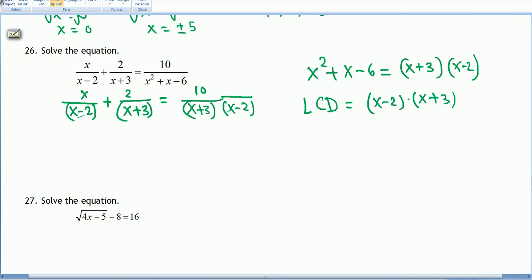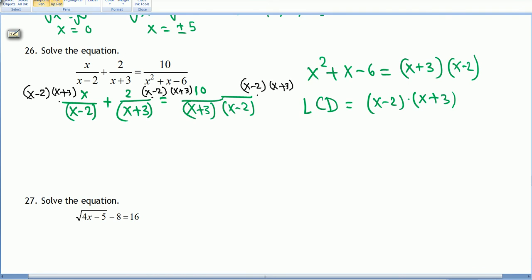Now we multiply both sides by the LCD. On the left side we have two fractions, so multiply each fraction by the LCD. First fraction, let's multiply by x minus 2 times x plus 3. Multiply means multiply the top, x minus 2, x plus 3. Same thing on the right side, x minus 2, x plus 3.